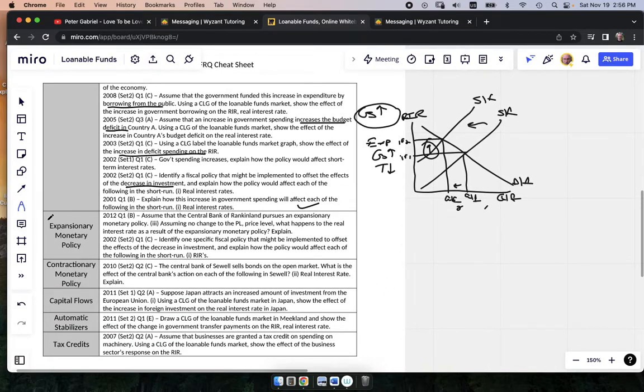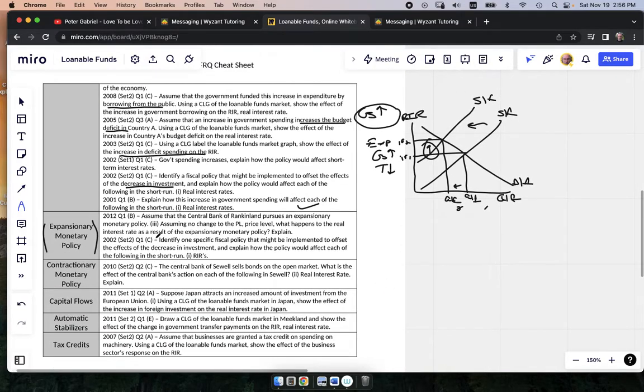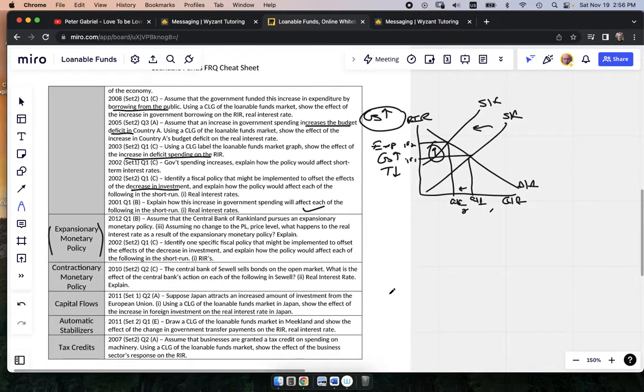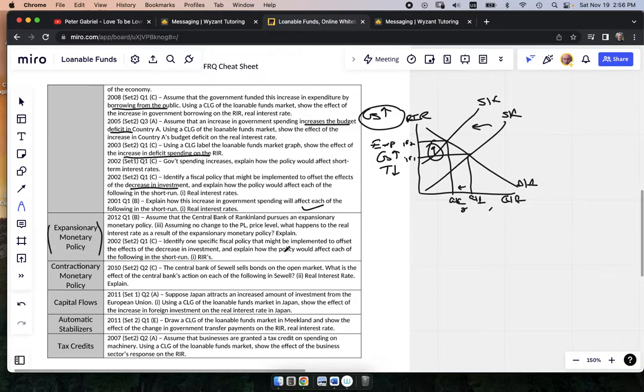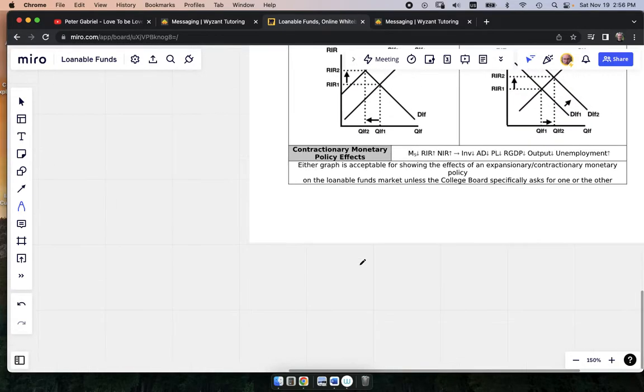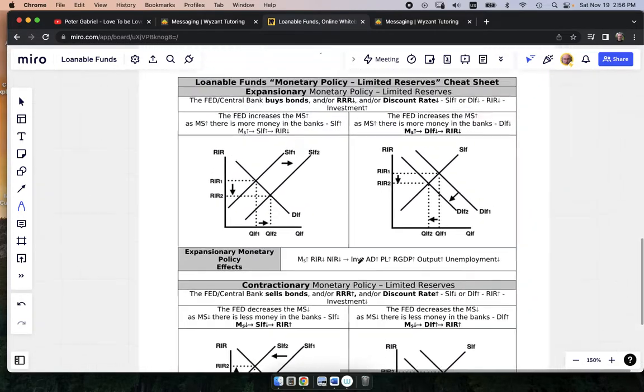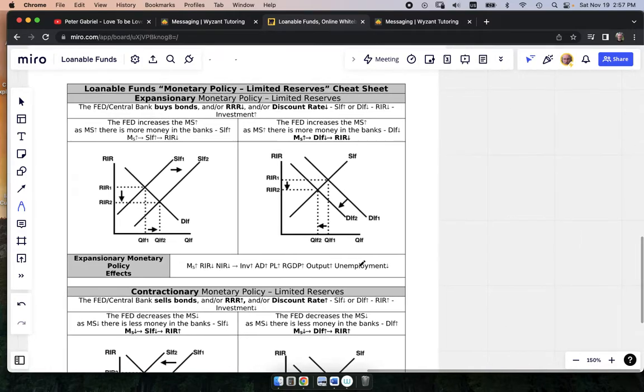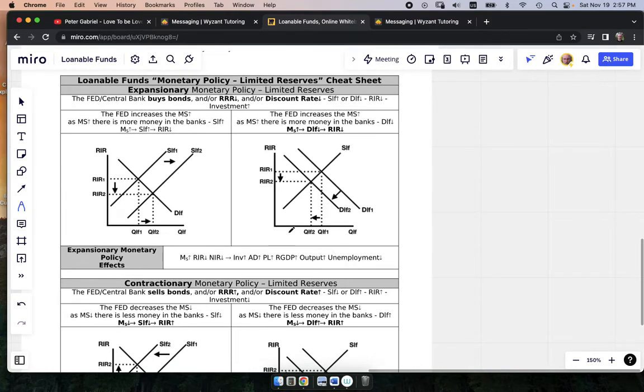Obviously, this is expansionary monetary policy too. Oh, monetary policy. Sorry, I read that wrong. Let's look at a quick cheat sheet on monetary policy, see if we can make sense of it. This one's fairly straightforward, a little more straightforward than fiscal policy.